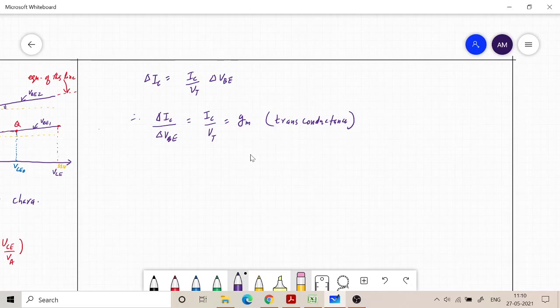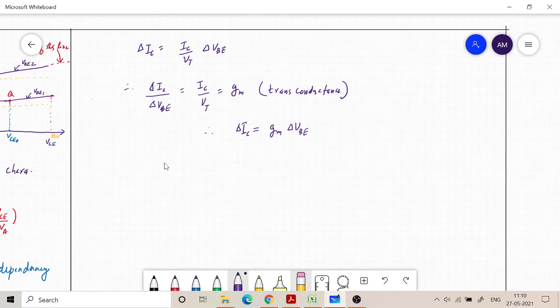So what is transconductance? Transconductance is a parameter that decides how much the collector current will vary. So delta IC is equal to gm into delta VB. So this collector current variation depends upon the input voltage variation by a factor gm. Now as you can see, gm depends upon the DC current value. IC is basically the DC current, and so the DC current basically decides your gm.